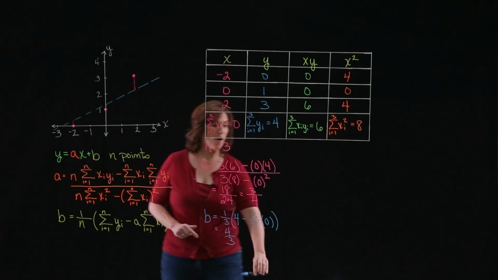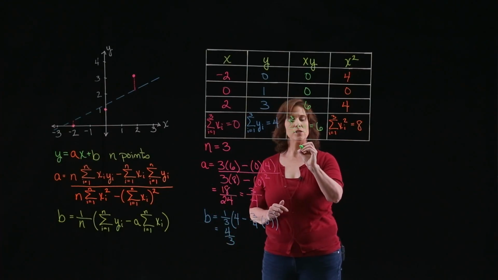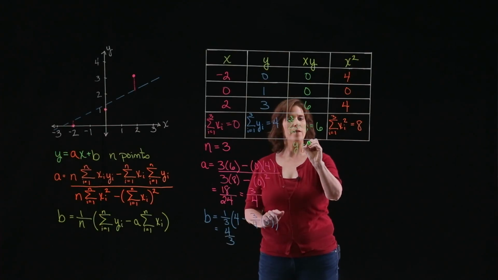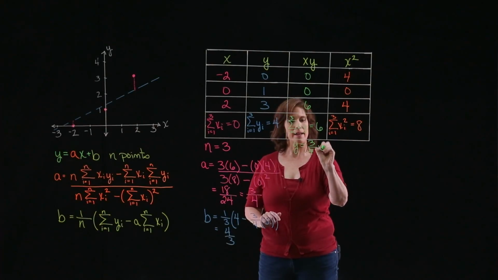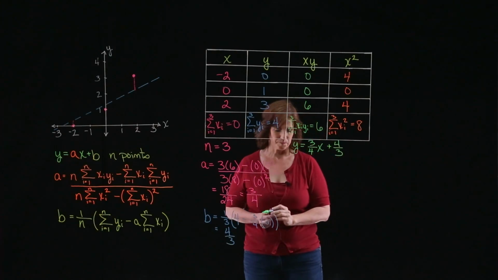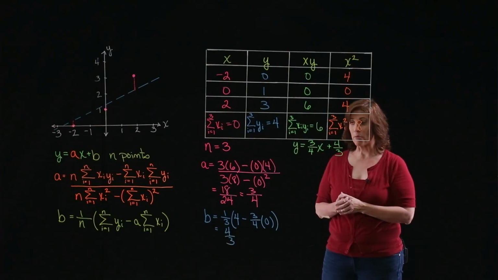And this is going to be 1/3 times 4, or 4/3. So now I have the equation of my least squares line, and it's going to be y equals 3/4 x plus 4/3. Okay, that completes the first part of my problem.